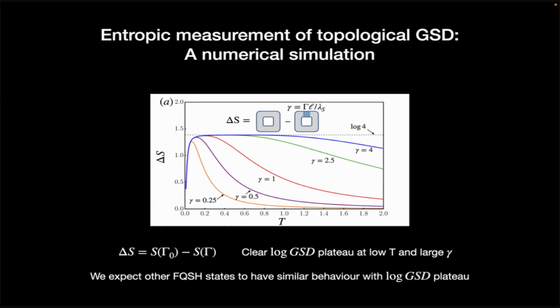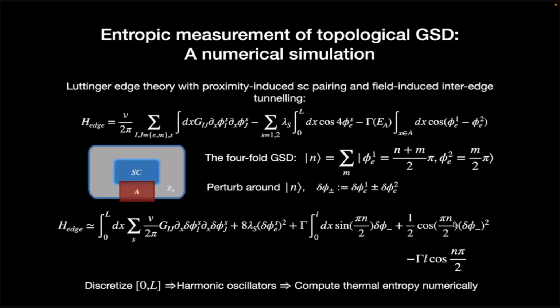So the simulation is essentially simulation with a Hamiltonian. This Hamiltonian is now a free theory. And also, if we discretize 0 to L, this interval, basically replace this by a sum, this is just a collection of harmonic oscillators, and the eigenvalues can be found exactly, right? So then we can compute the thermal entropy.